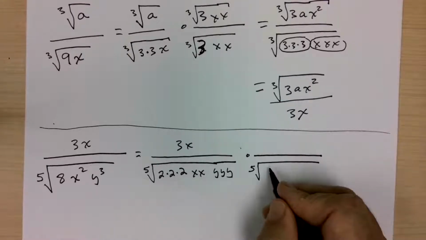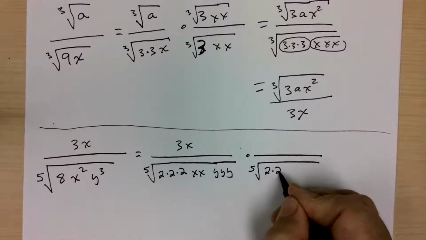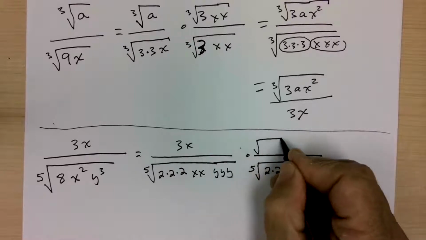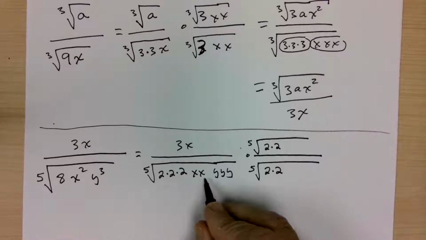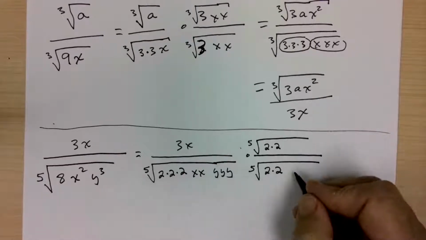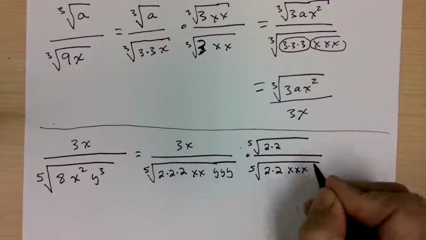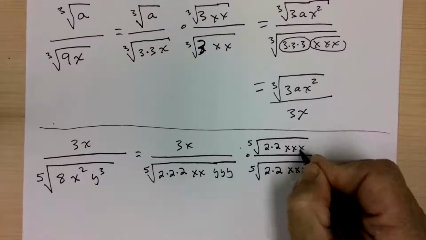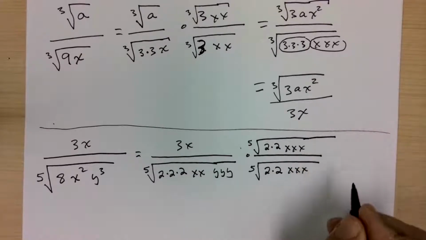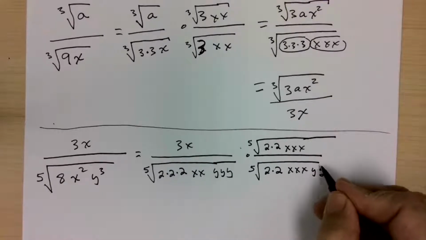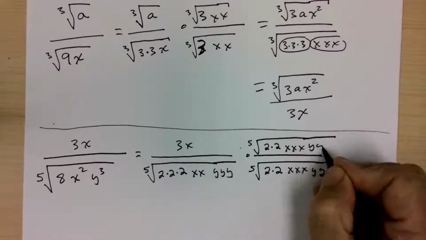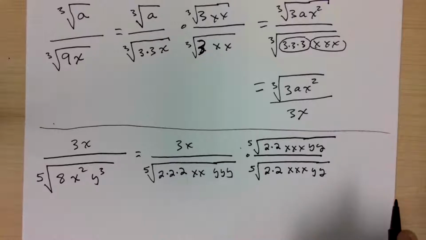I have 1, 2, 3 2's, so I need 2 more. 5th root of 2 times 2 on the bottom, 5th root of 2 times 2 on the top. I have 2 x's, I need 5, so I need 3 more. 1, 2, 3 on the bottom, 1, 2, 3 on the top. I have 3 y's on the bottom, I need 2 more. Y times y on the bottom, y times y on the top.